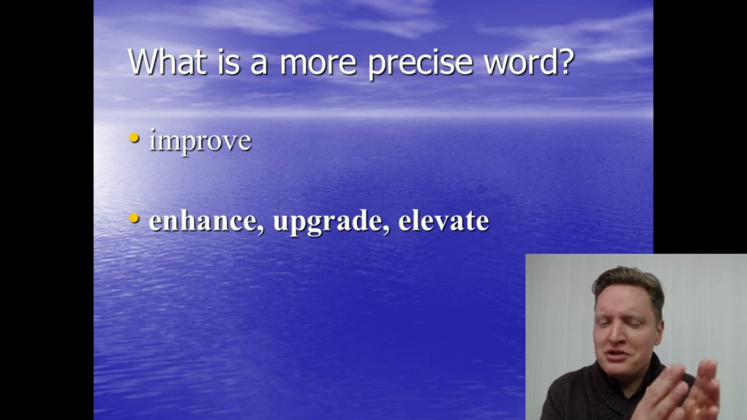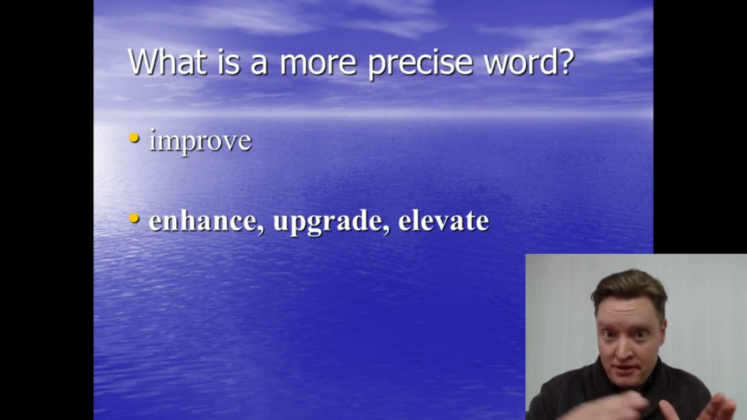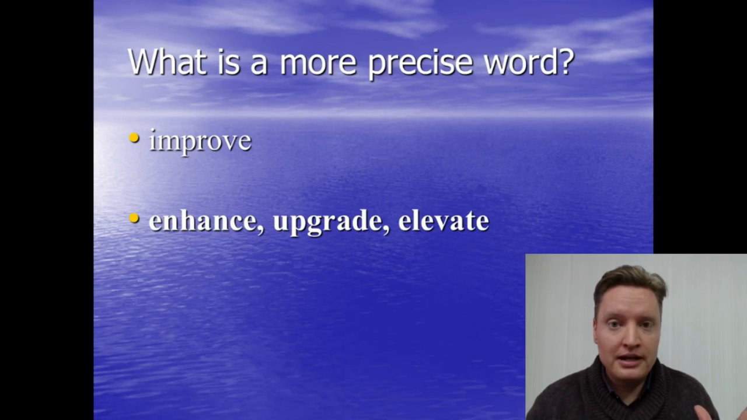Enhance, difficult to measure the improvement. Upgrade, we can grade it or measure it. Elevate, to increase substantially or to increase quite a lot.